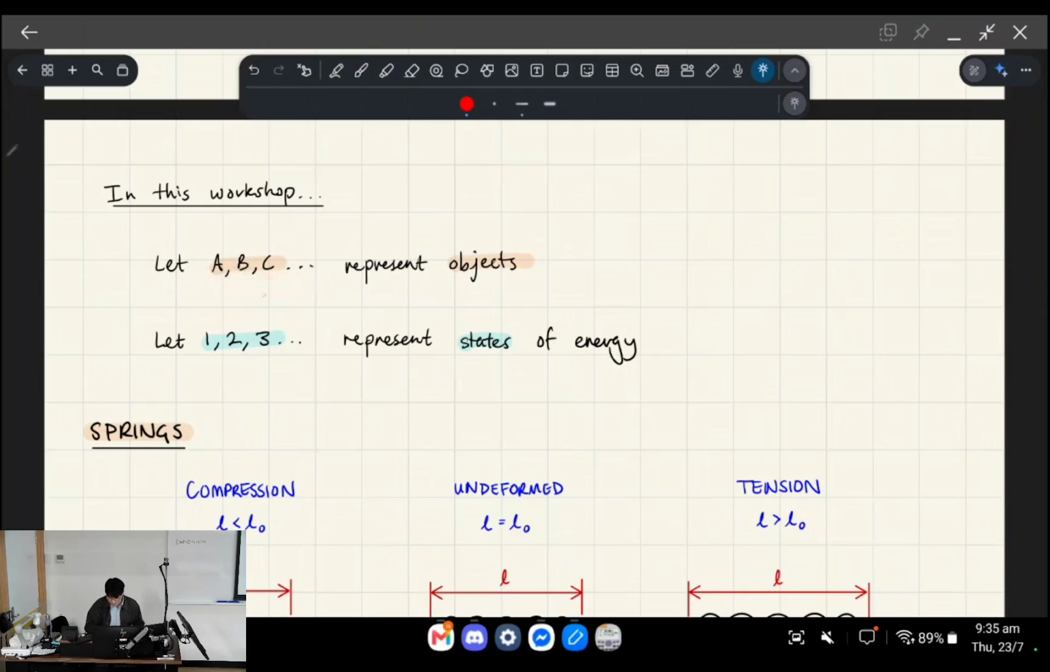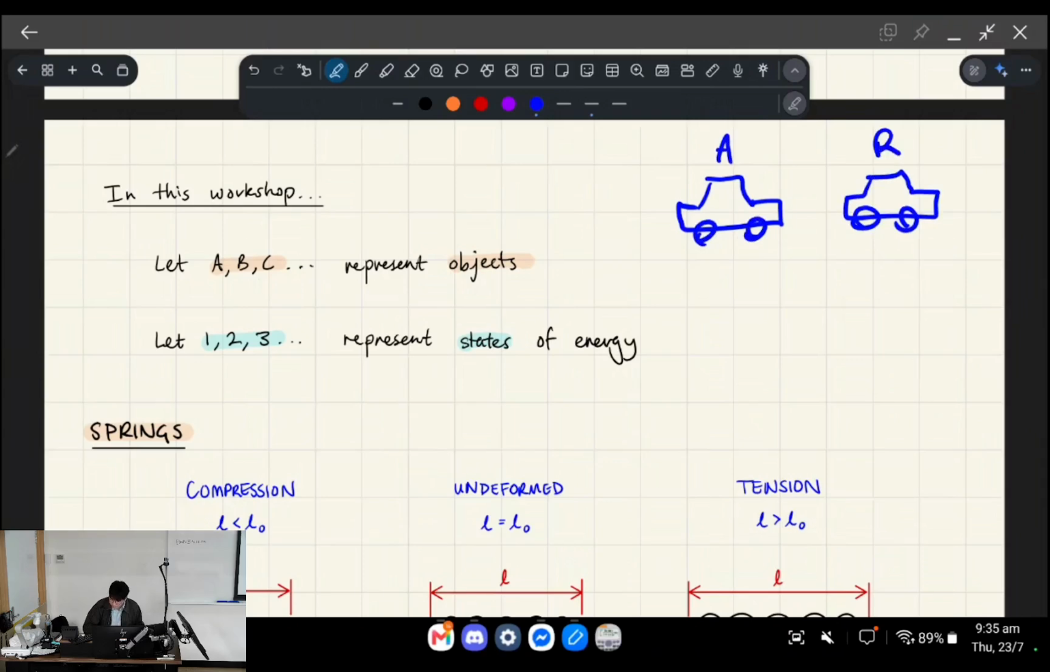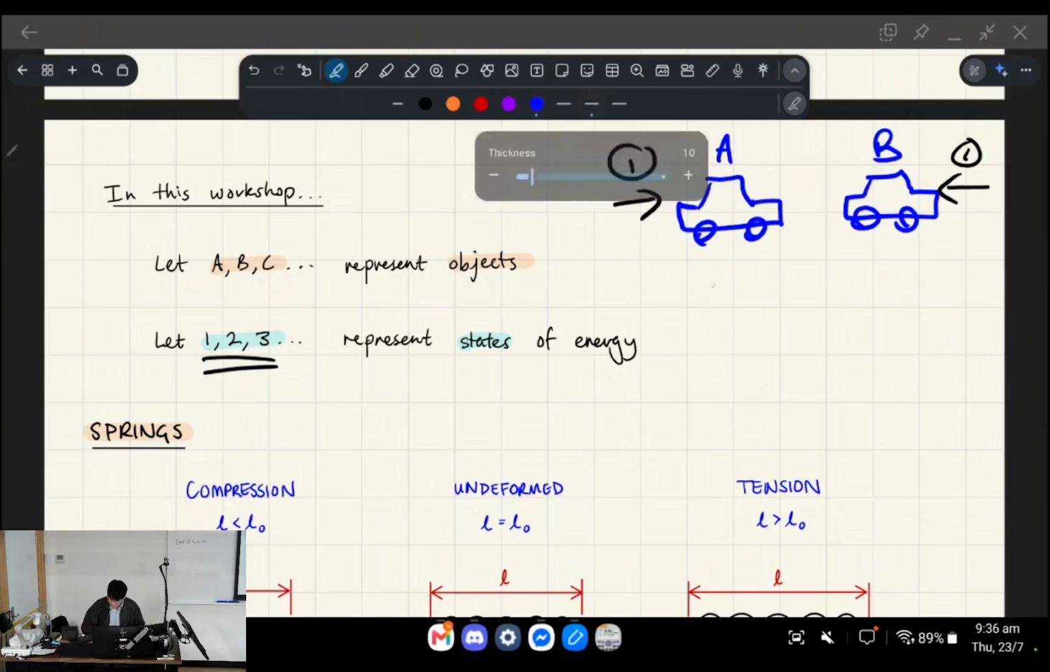Your letters will represent different objects. So for example, if we've got a car, we've got 2 cars rather. If I say A and B, it's just referring to different cars. Okay. If I say 1, 2, or 3, this is going to represent different states of energy. You can also maybe think of this like different states of time. So for example, these 2 cars at the start in state 1 are moving together, into each other as if they're about to crash. And then let's say that they rebound off each other.